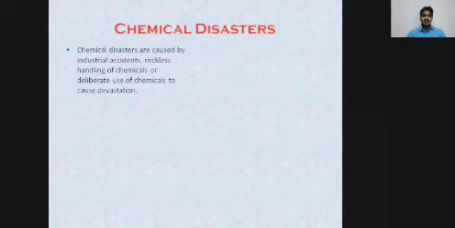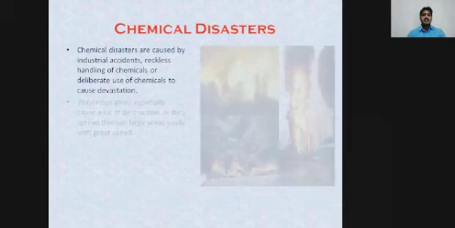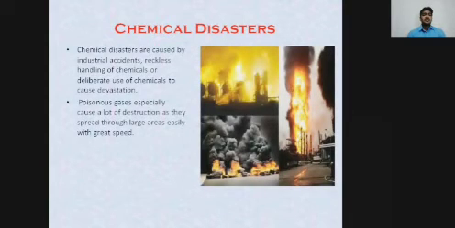Next is a chemical disaster. Chemical disasters are caused by industrial accidents, reckless handling of chemicals, or deliberate use of chemicals to cause devastation. Poisonous gases especially cause a lot of destruction as they spread through large areas easily with great speed.